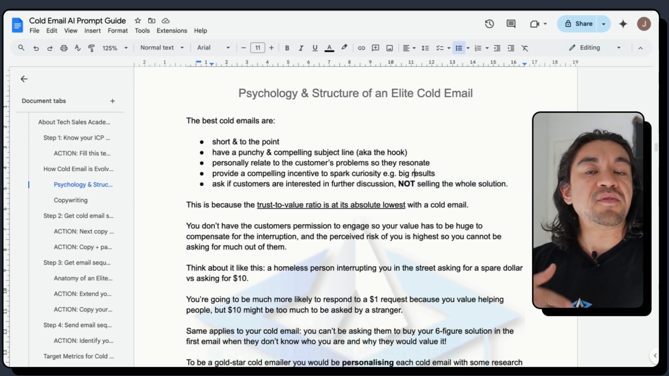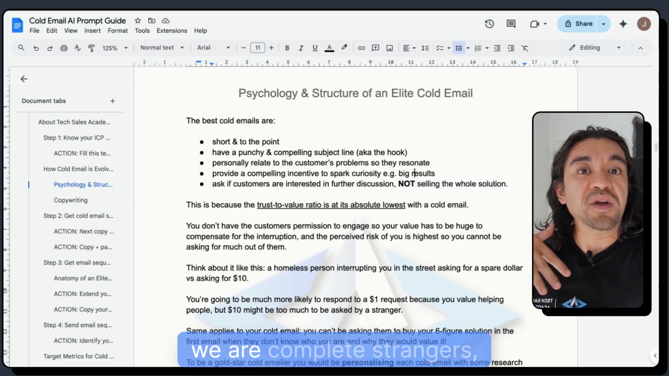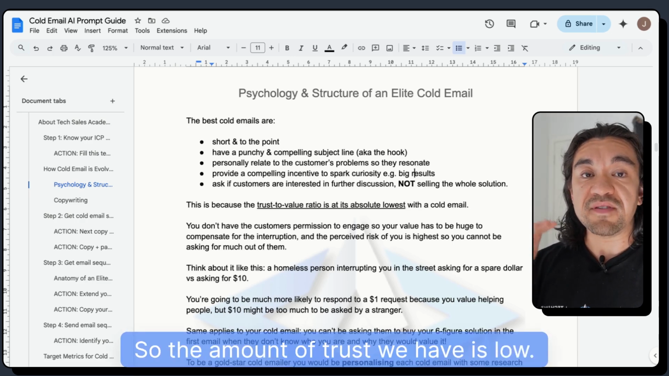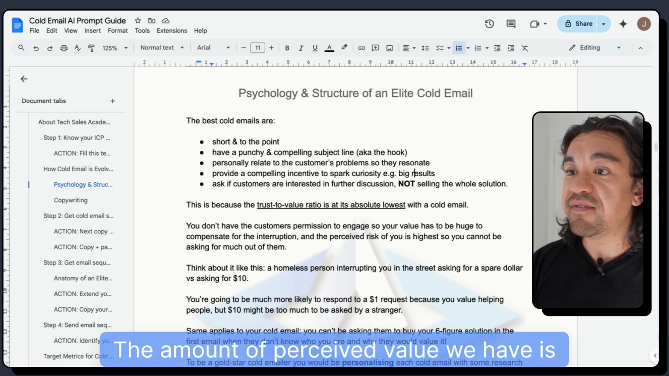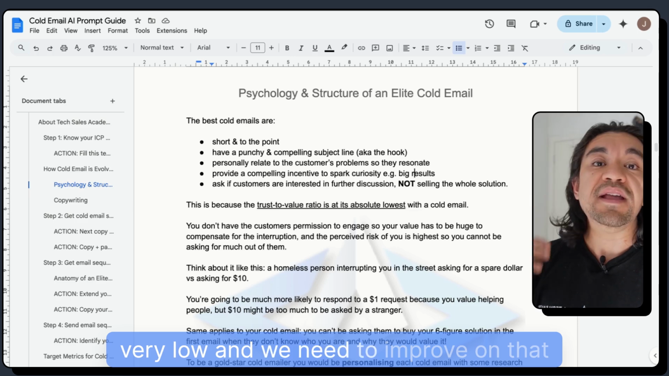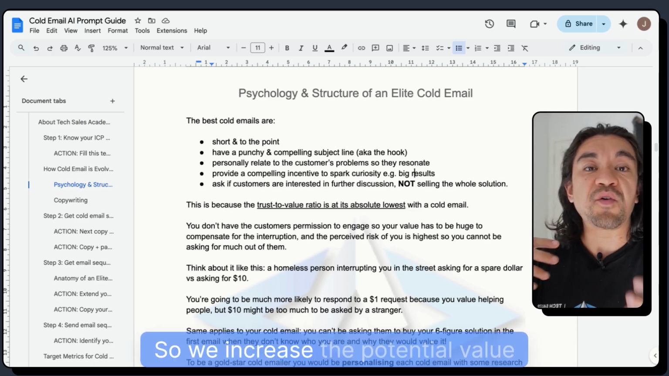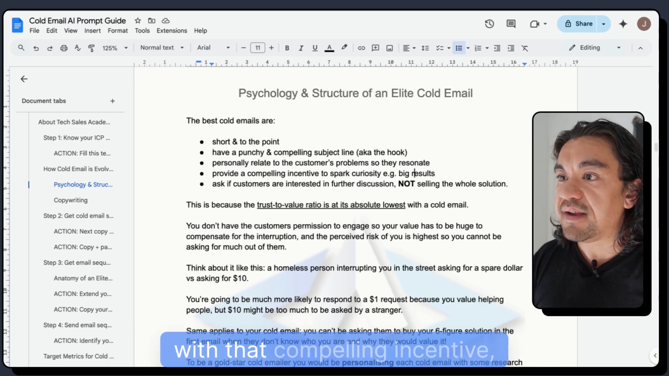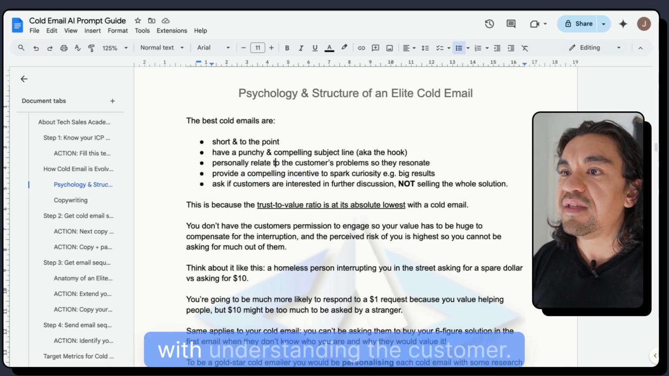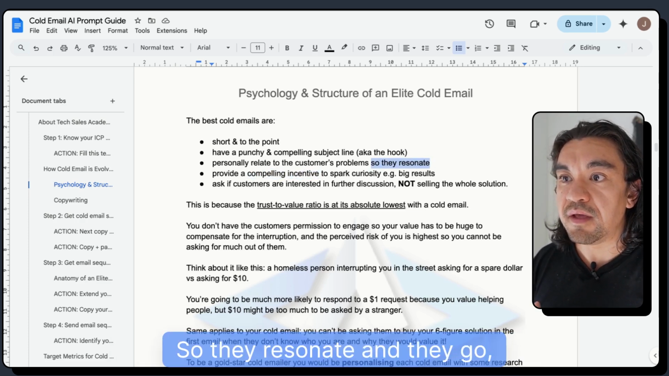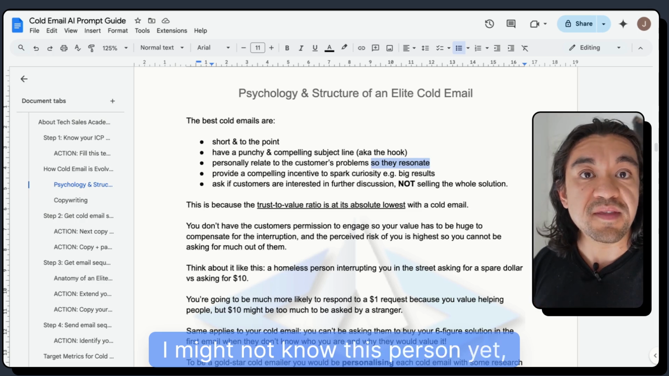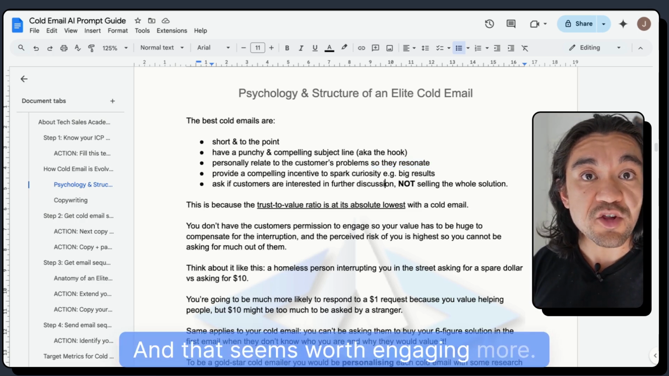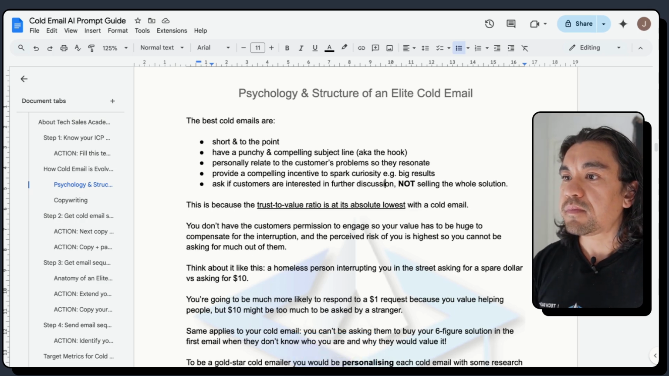Again, that's because the trust in us, we are complete strangers, is at its lowest, okay? So the amount of trust we have is low, the amount of perceived value we have is very low, and we need to improve on that over time. So we increase the potential value versus our trust with that value bomb, with that compelling incentive, with understanding the customer so they resonate and they go, I might not know this person yet, but they seem to really know who I am, and that seems worth engaging more, okay?